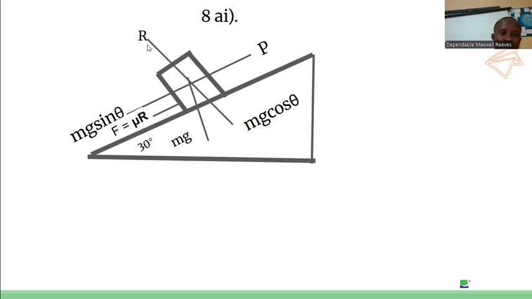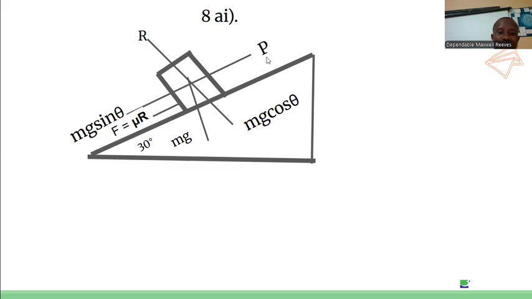The normal reaction always acts in the perpendicular direction to what? To that of the surface. So the surface here is the inclined plane. So you observe that the normal reaction points upward. But this normal reaction and this weight component act in opposite directions. So the 2 forces are equal in magnitude and opposite in direction. So we are safe to say R is equal to mg cos theta.